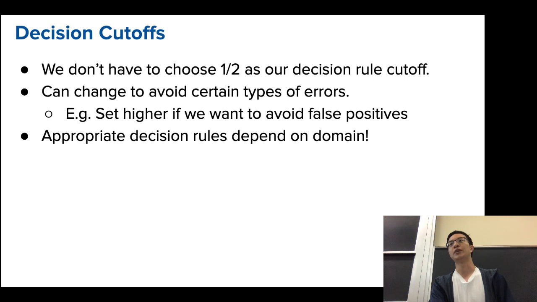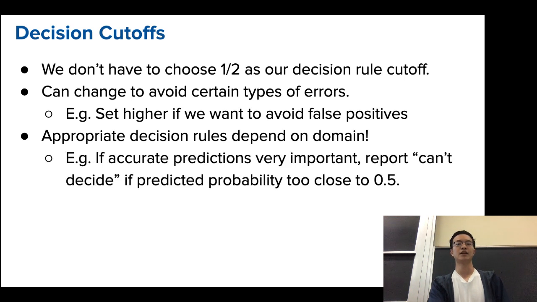Usually, setting the appropriate decision rule depends on the domain. So, for example, if you're very concerned about making an accurate prediction, like a yes or no, if your probability is too close to 0.5, your classifier can also report, I can't decide, or I can't label this point because I'm not sure about my decision. So this comes up a lot in various domains.